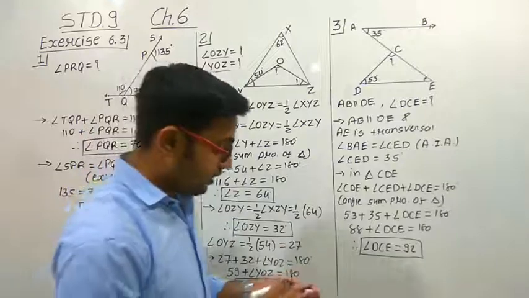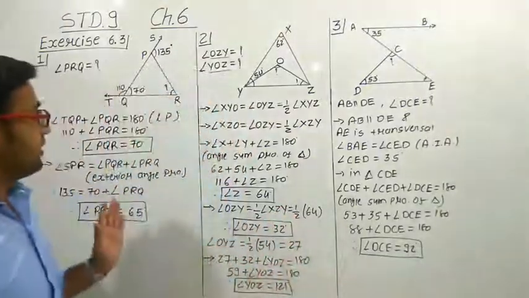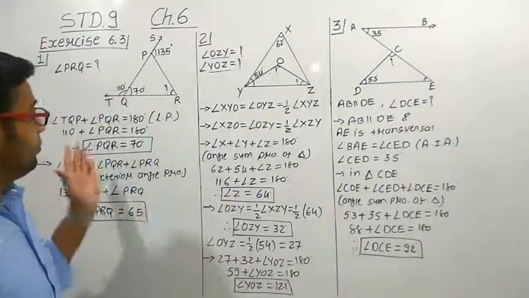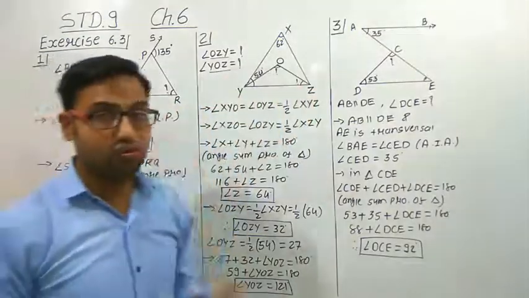Okay, so here using the angle sum property of the triangle and the alternate interior angle property, we can find the value of whatever we have to find out.